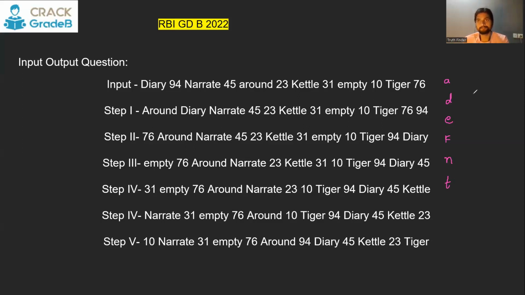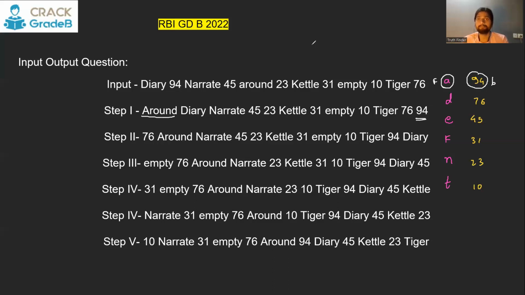And the numbers, that is 94, the biggest number. Then is the 76. Then is the 45. Then is the 31. Then is the 23. And then 10. So what happened in the first step is this around goes in the first place, in the front. I'm writing F, which means front. So around goes in the front. And in the same step, 94 goes in the back.